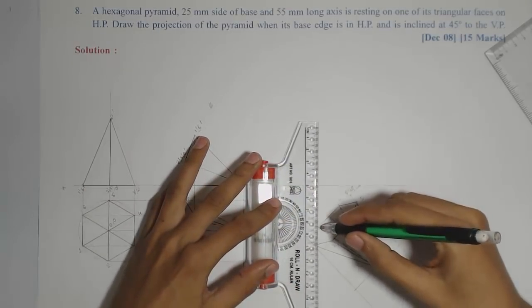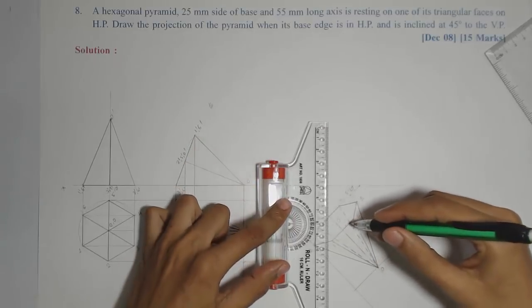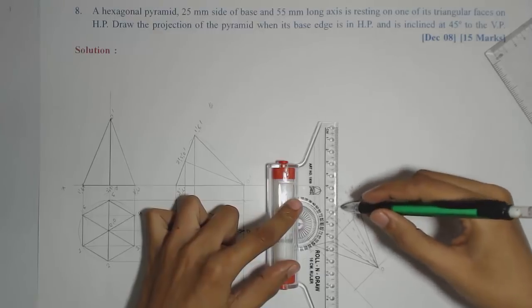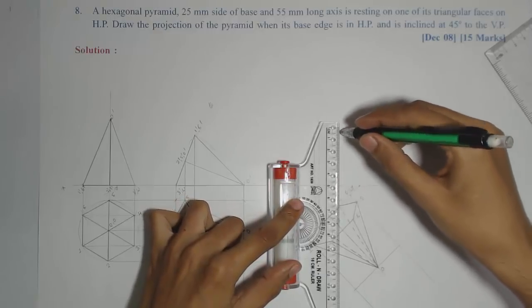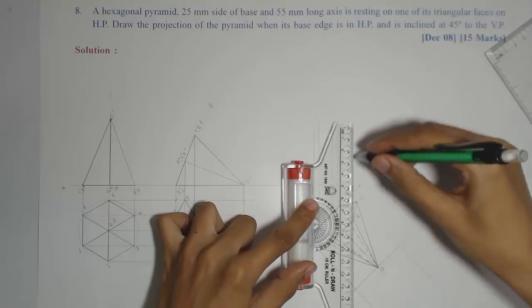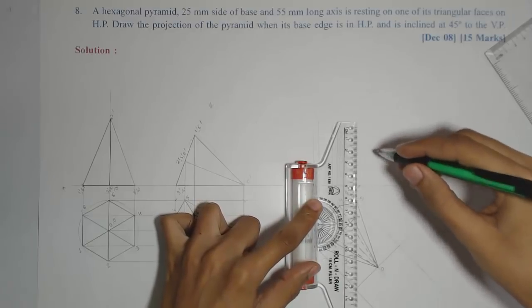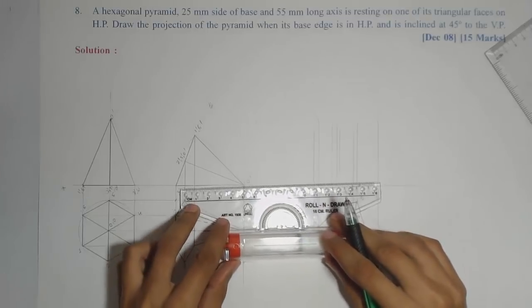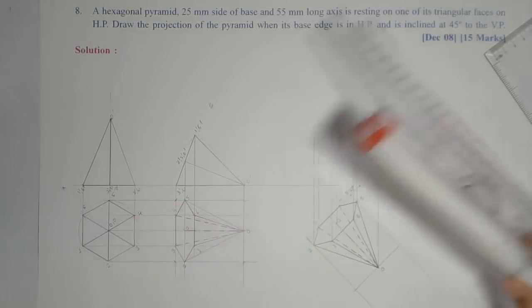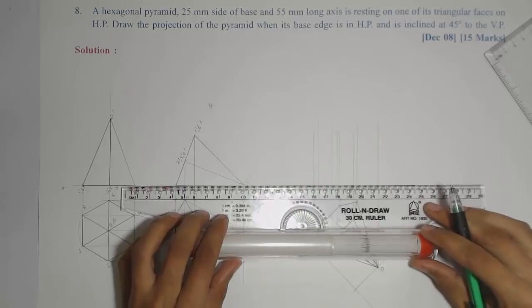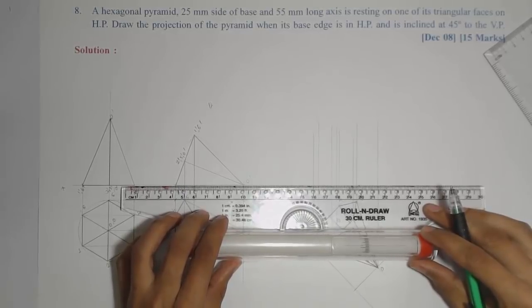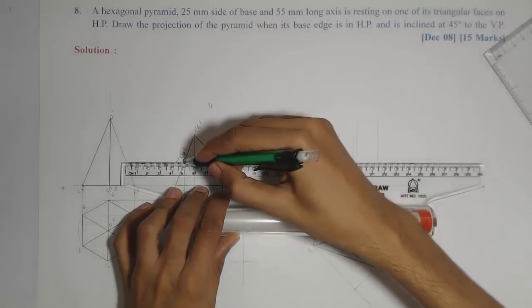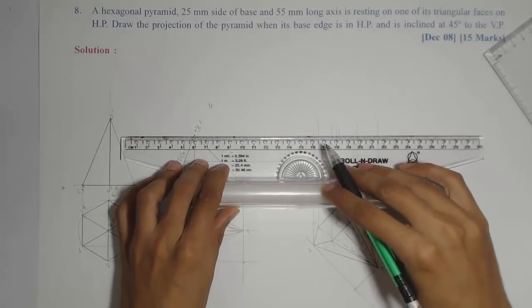So 2, then 3, then 1, 4, 4, 6, 5 and again apex. Similarly, we'll project from the front view, starting with XY, then 2 dash, 5 dash, O dash, and then 1 dash, 6 dash.